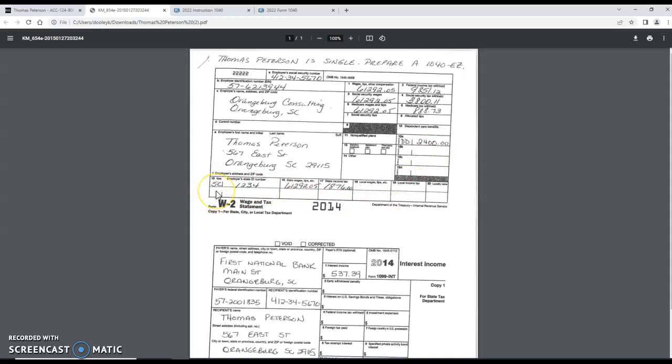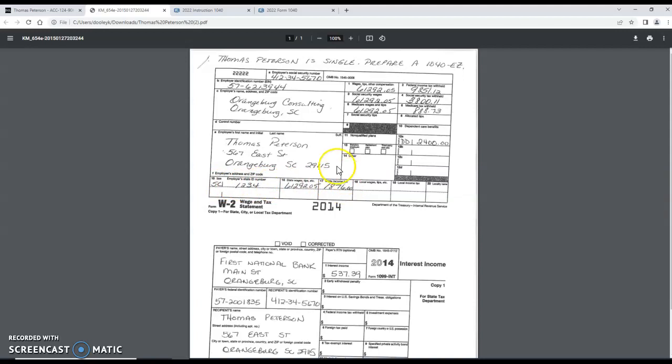Down along the bottom of the W-2 shows the state that he was an employee in, South Carolina, the employer's ID number, how much of his wages was taxable for state income taxes, and how much state income tax was taken out of his paychecks and handed over to the state of South Carolina. He will have to file a separate South Carolina tax return to be able to get any refund that he might be due of those taxes. At the end of the semester, we'll take a look at doing that.